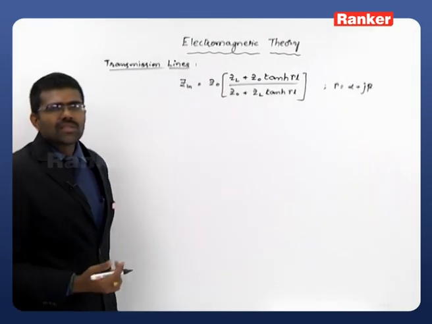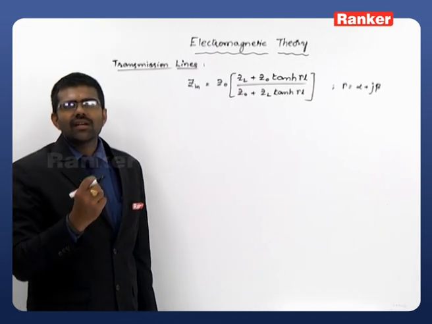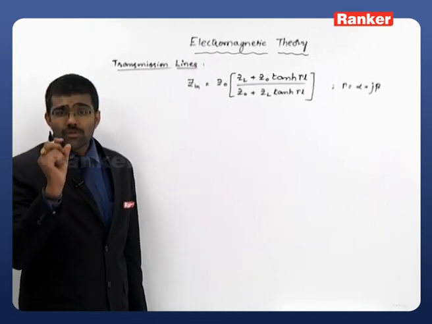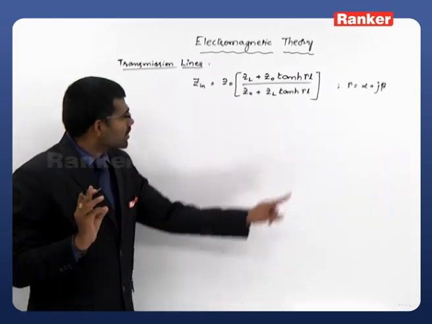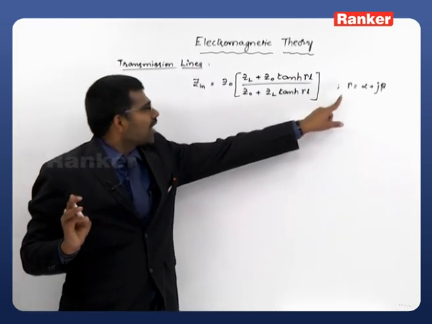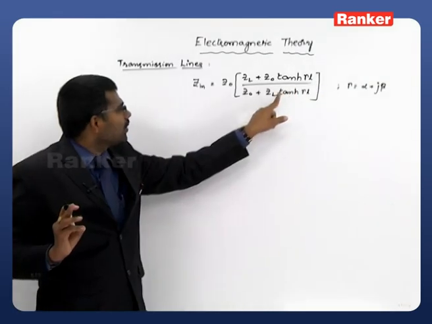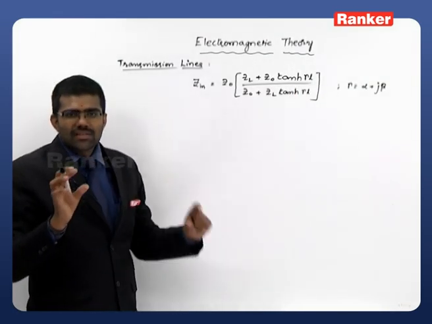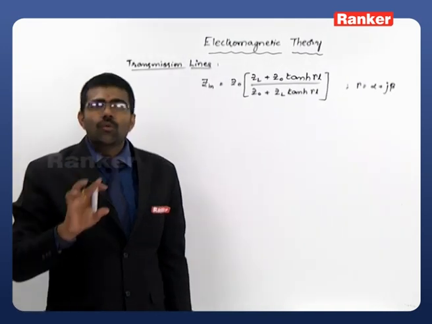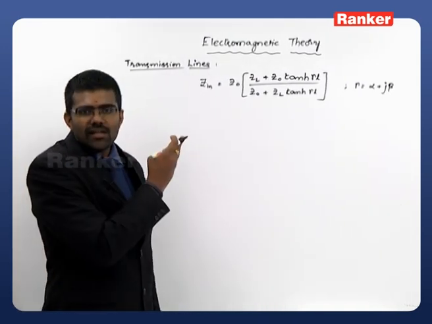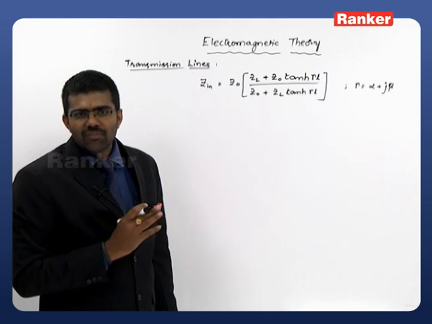So if the problem is given to calculate the input impedance of any transmission line, we are supposed to observe a few things. What is the length of the transmission line, L? What is alpha, the attenuation constant? What is the propagation constant beta? And what is the load we are connecting, and what is the characteristic impedance of the transmission line? With the help of these parameters we can calculate with a simple calculator, right?